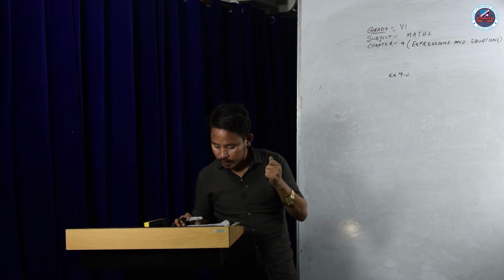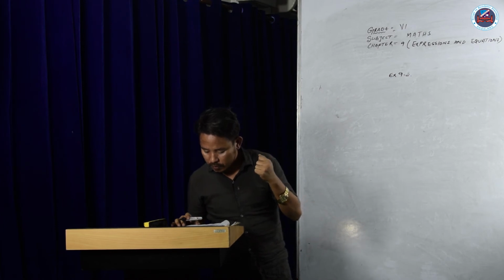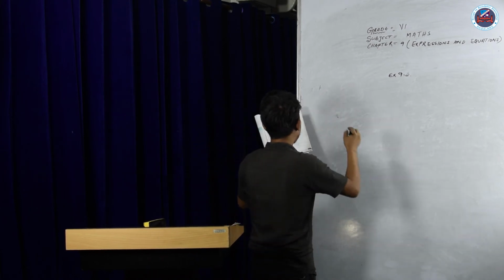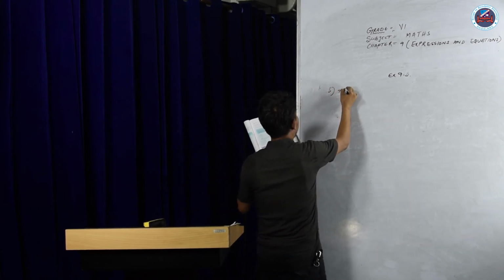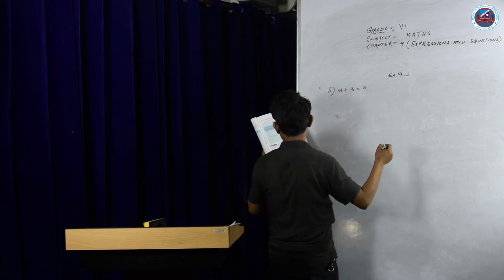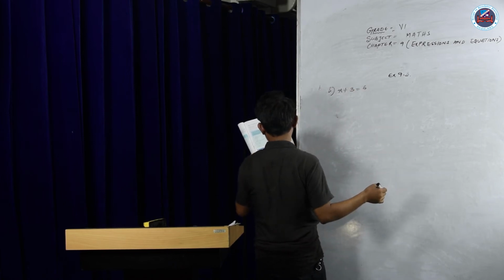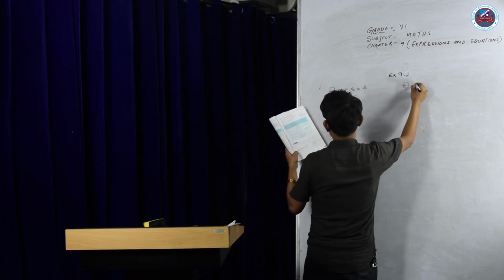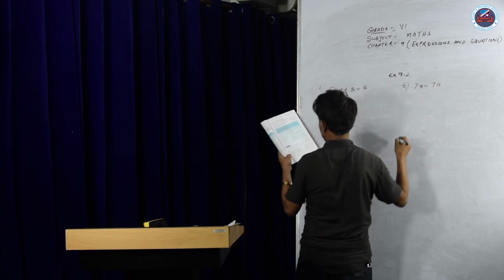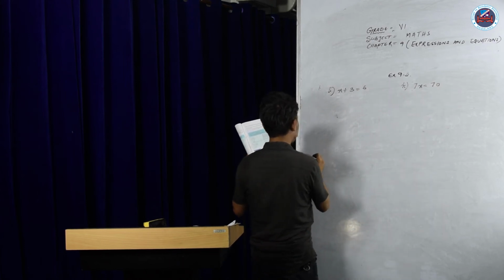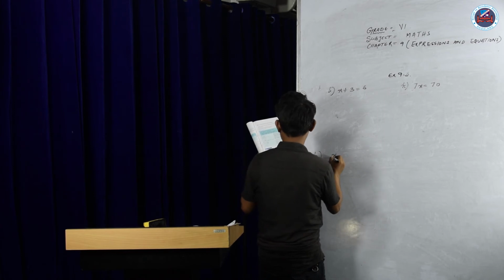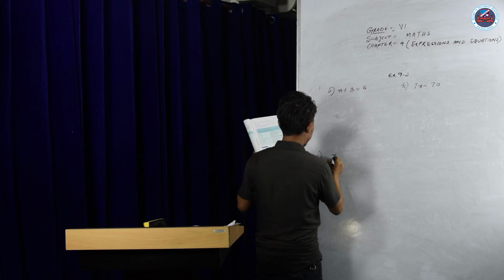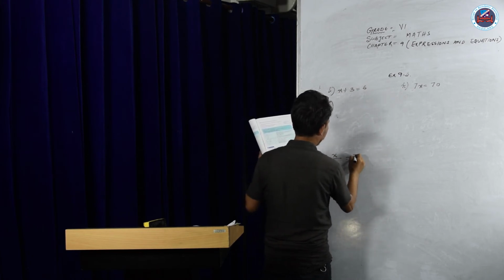From question number 1, let me do 3 sums. Okay, first let me do B, that is x plus 3 equals 6. Let me do K, 7x equals 70. Let me do O, x upon 7 equals 3.